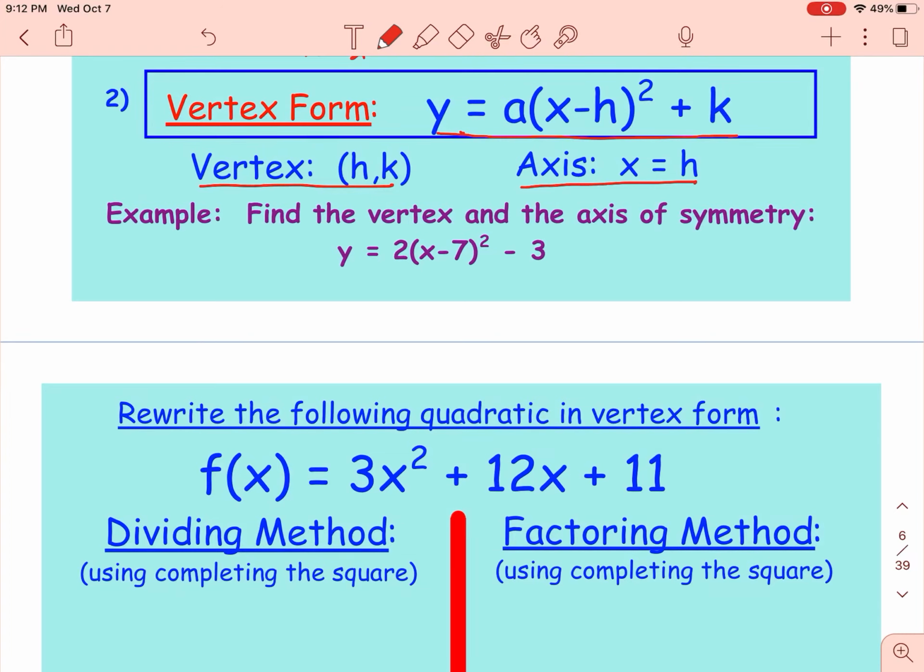So, example, to find the vertex and the axis of symmetry of this problem right here, 2(x minus 7) squared minus 3. The vertex, quite simply, is (7, negative 3) that you get from your h and your k, because it's x minus h, so h is a positive 7, and it's plus k, so it's a negative 3, and the axis of symmetry is just going to be x equals 7.